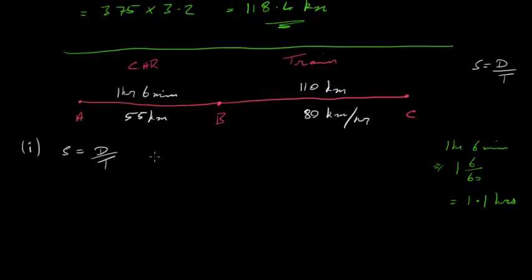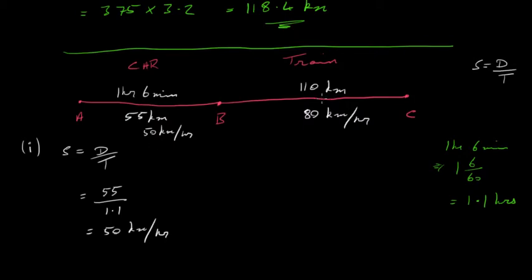So that's fine. We have now our time as a decimal, and we have our distance. So let's just stick those in. Our distance is 55, and our time here is 1.1. That gives us a speed of 50 kilometers per hour. So we could write that up in here if we want. We now have all three data points here, if you like.